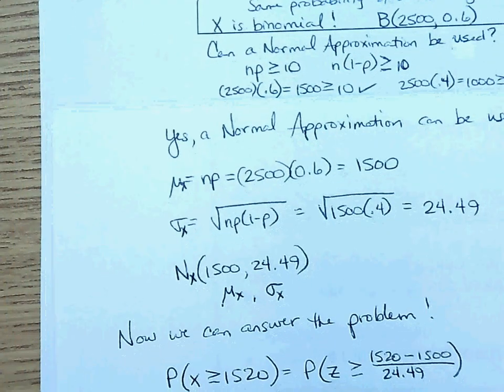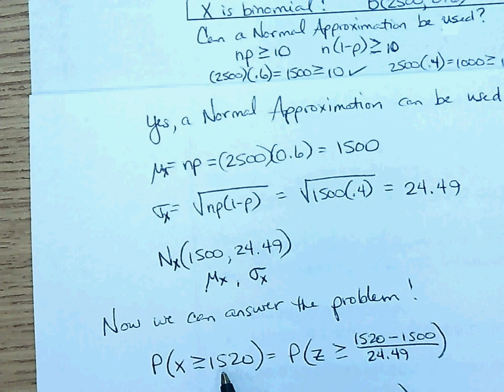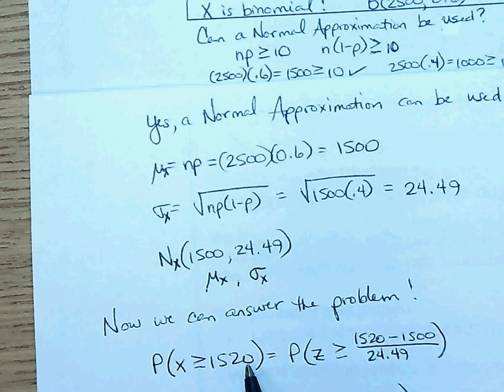Now we can answer our problem. So the problem asked me, what's the probability that greater than or equal to 1,520 will answer that they agree? Now notice, greater than or equal to, as soon as I moved into normal approximation, I'm dealing with a continuous random variable. No longer am I dealing with binomial distribution and a discrete random variable. So be very careful about that. Because it is continuous, the equals can either stay or go, because in a continuous random variable, the probability that x equals a number will always be 0.